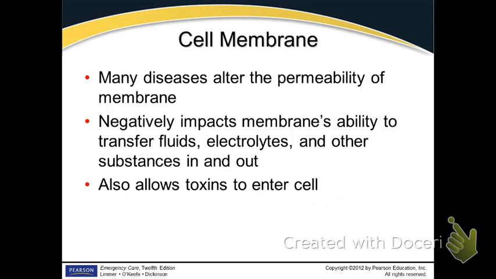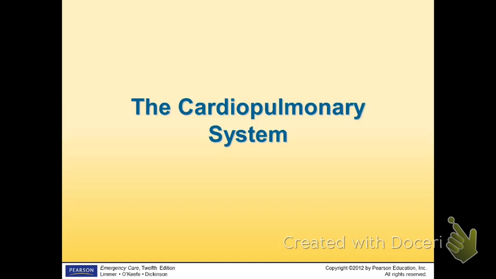That's the way that the hand gel works on the germs. It breaks down this membrane wall and allows the chemical in the hand gel to enter and kill the germs on your hands. So the membrane wall is just a protector. It helps protect the cell, and it's also responsible for transferring fluid in and out as well.